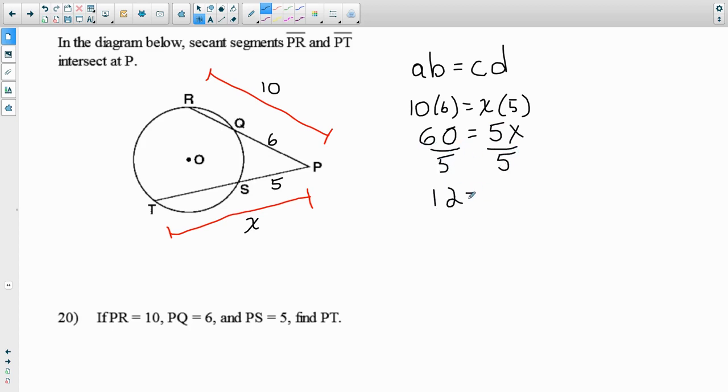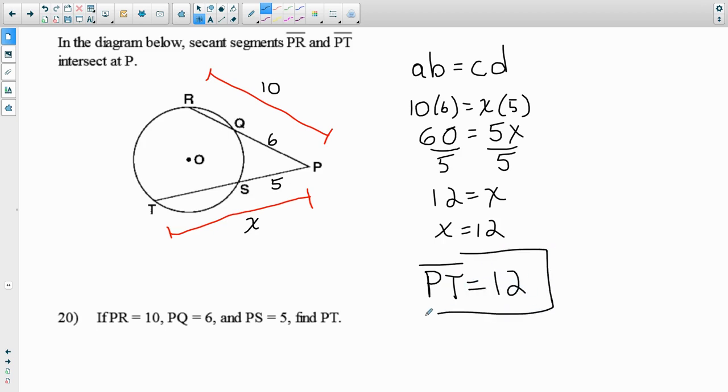12 is equal to my X, or X is equal to 12. X represents PT. PT is the question here. So quite simply, PT is equal to 12.